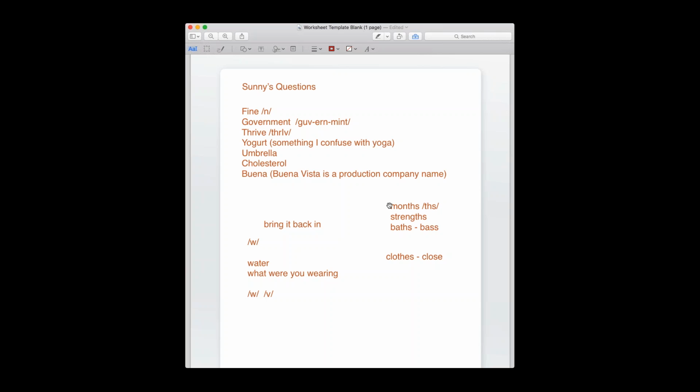Okay? So in those, months, strengths, bass, clothes. Do all those for me. Months, strengths, bass, clothes. I'd say that is just as close as anything a native speaker is going to say. All right, thank you so much.